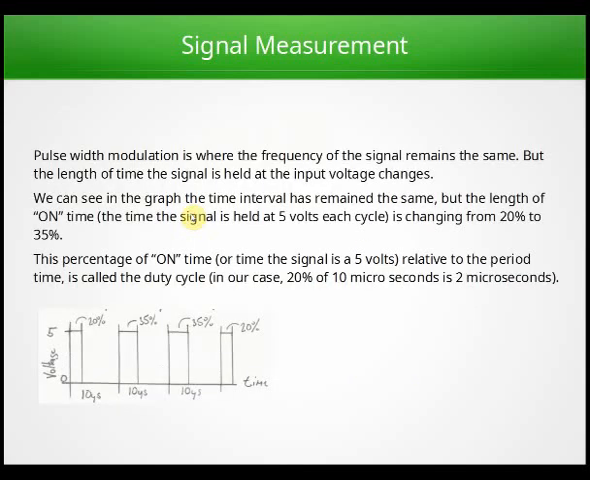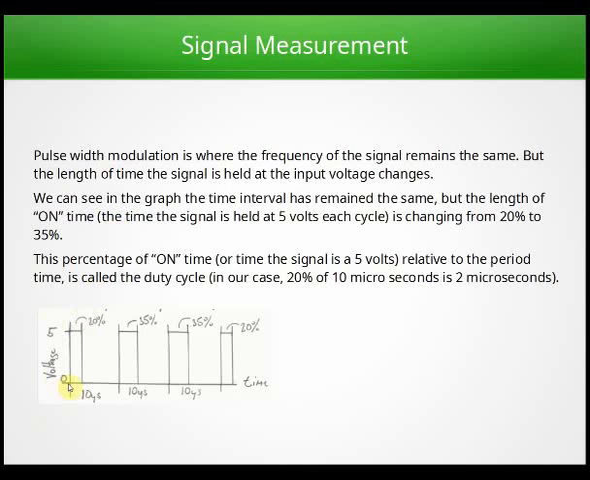Pulse width modulation is where the frequency of the signal remains the same, but the length of time the signal is held at the input voltage changes. Okay, so we can see in the graph the time interval has remained the same, but the length of on time, the time the signal is held at 5 volts each cycle, is changing from 20% to 35%.